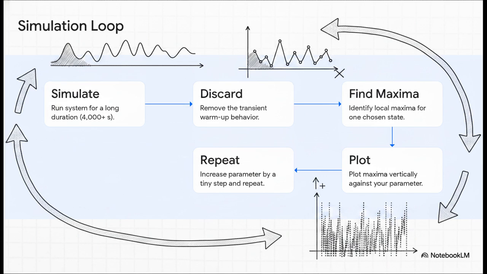Third, analyze the remaining data and find the local maxima for just one chosen state. Fourth, plot those maxima vertically against your current parameter. And finally, step 5. Increase your parameter by a tiny, tiny fraction and loop right back to step 1. Do this hundreds of times and the map of chaos literally draws itself.